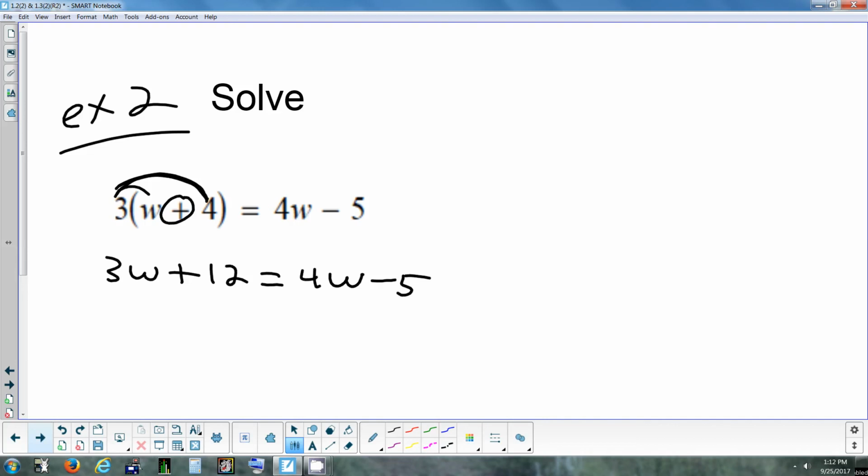And on the other side, I just copied it down because I didn't do anything yet. Now, we have a decision to make. We either can keep the W's on the left, or we can put them all on the right. Anybody have a thought which way would be better here, Nathan? I would put them on the right. Why do you want to do that?